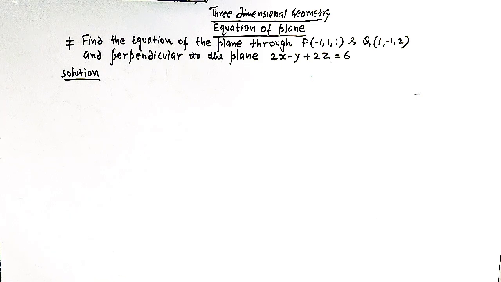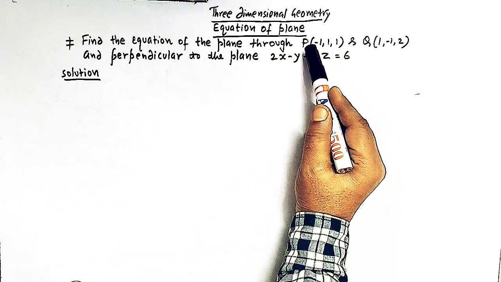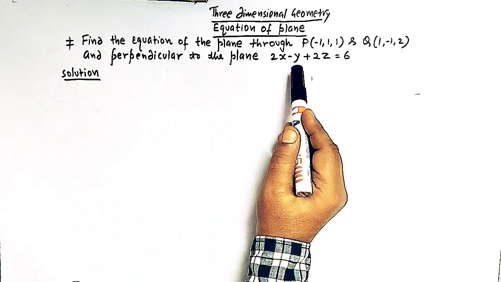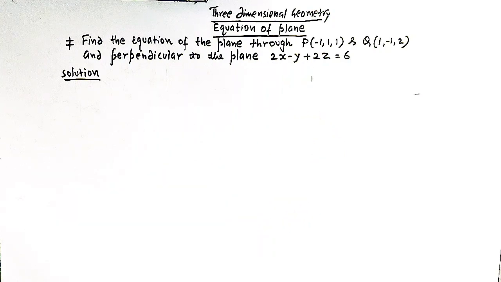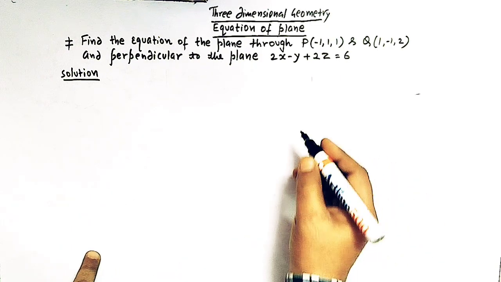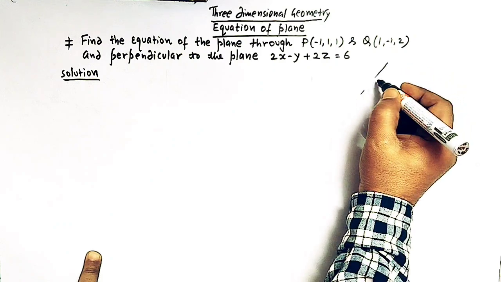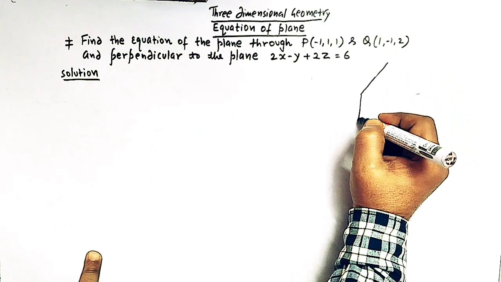So here we'll see how we can find the equation of a plane which contains these 2 points, and it is perpendicular to this given plane. So let us start. Now let us draw a rough diagram. So here the required plane may be taken like this.